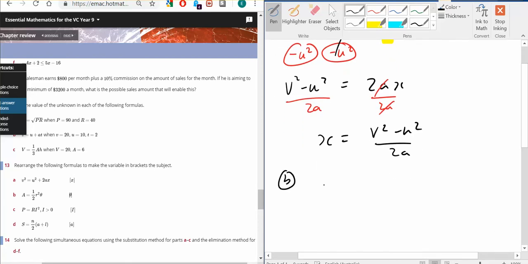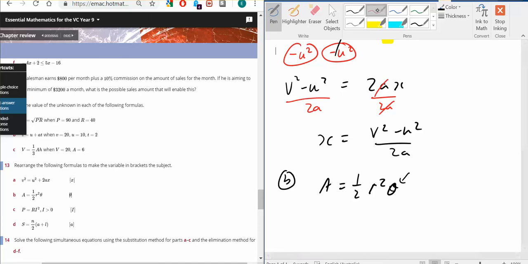For part B, so for 13b, A equals a half r squared theta. That looking letter means theta. It's a Greek letter for an angle usually. Okay, so I want to make that the subject. So I want to get rid of the half first.